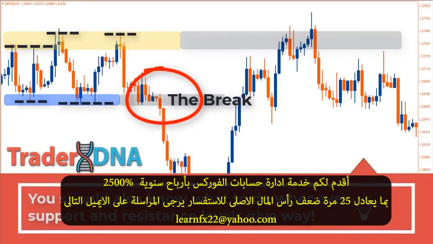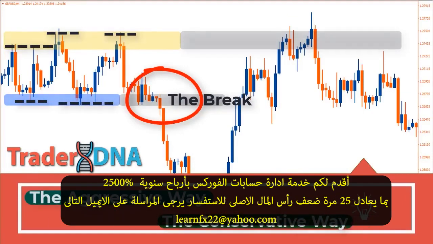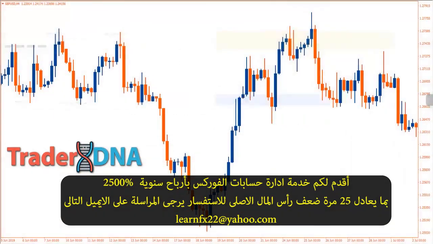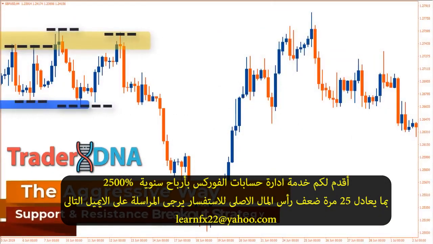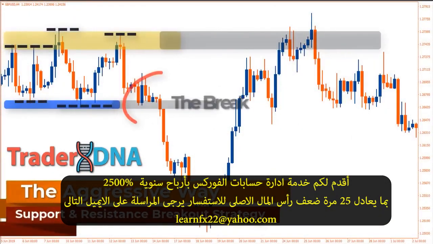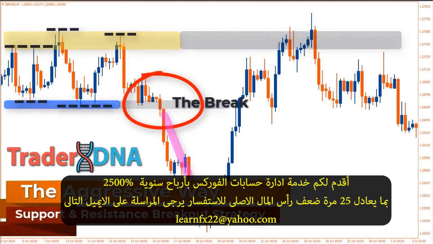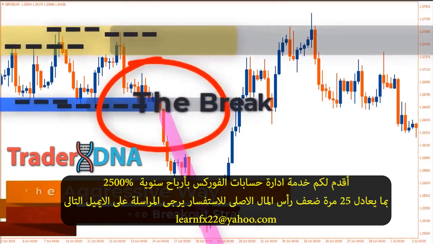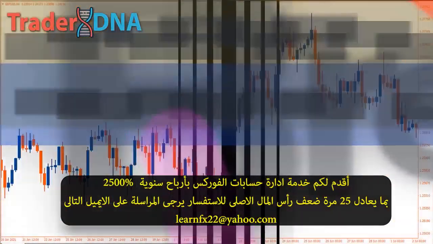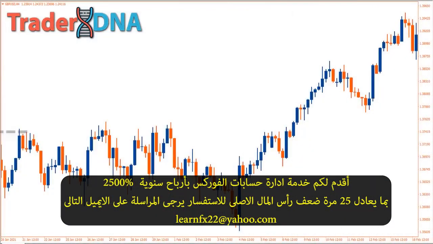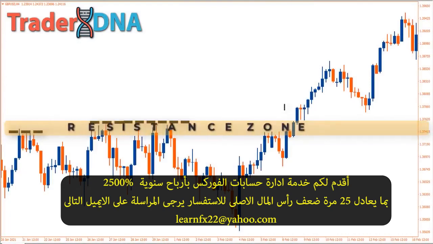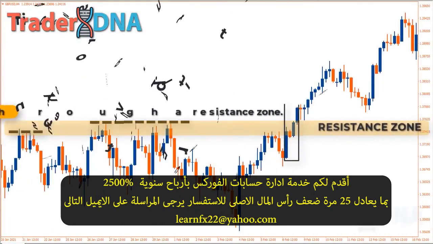There are two ways to play breaks in trading: the aggressive way and the conservative way. The aggressive way, or support and resistance breakout strategy. The simplest way to play breakouts is to buy or sell whenever price passes convincingly through a support or resistance zone. The keyword here is convincing, because we only want to enter when price passes through a significant support or resistance level with ease.